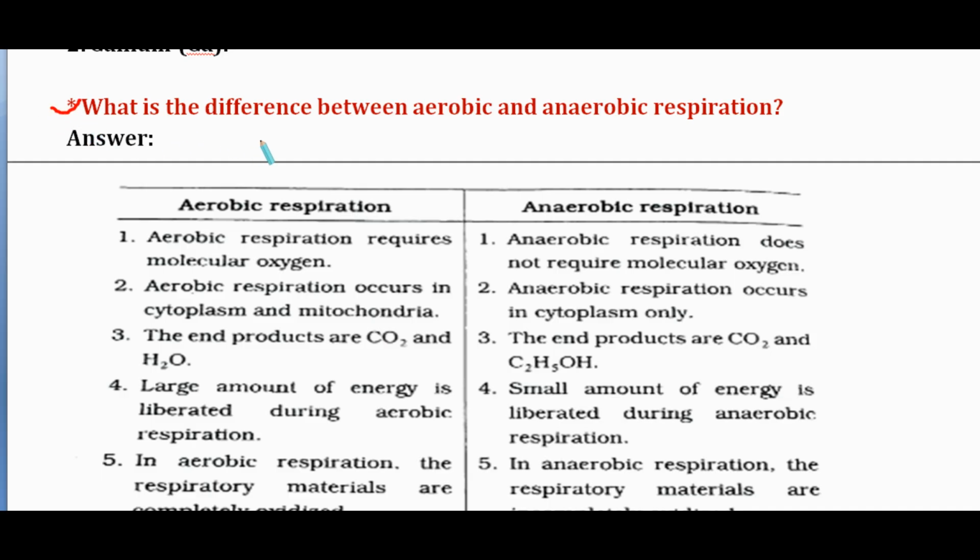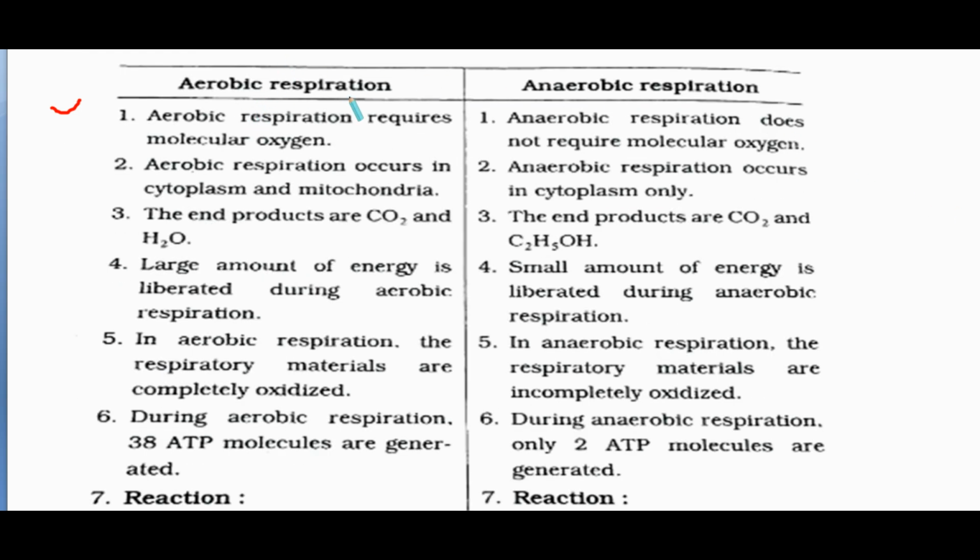Next question, what is the difference between aerobic and anaerobic respiration? Let us see the differences. Aerobic respiration requires molecular oxygen. Anaerobic respiration does not require molecular oxygen. Aerobic respiration occurs in cytoplasm and mitochondria. Anaerobic respiration occurs in cytoplasm only. The end products of aerobic respiration are CO2 and H2O. The end products of anaerobic respiration are CO2 and C2H5OH.